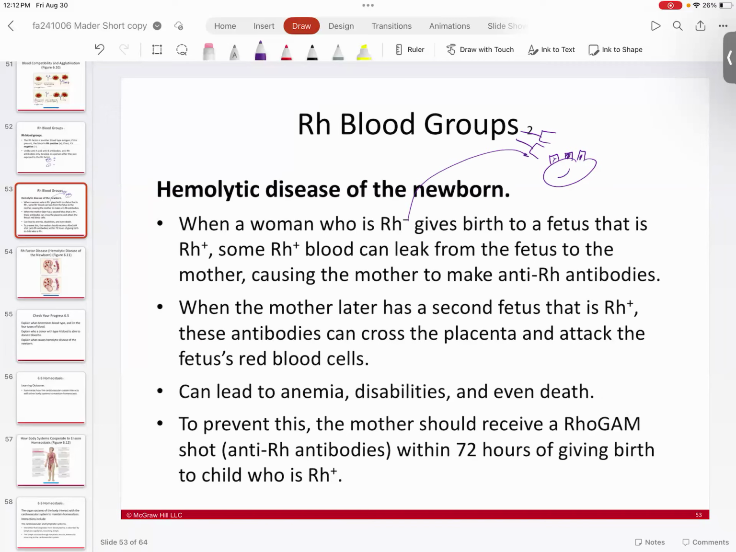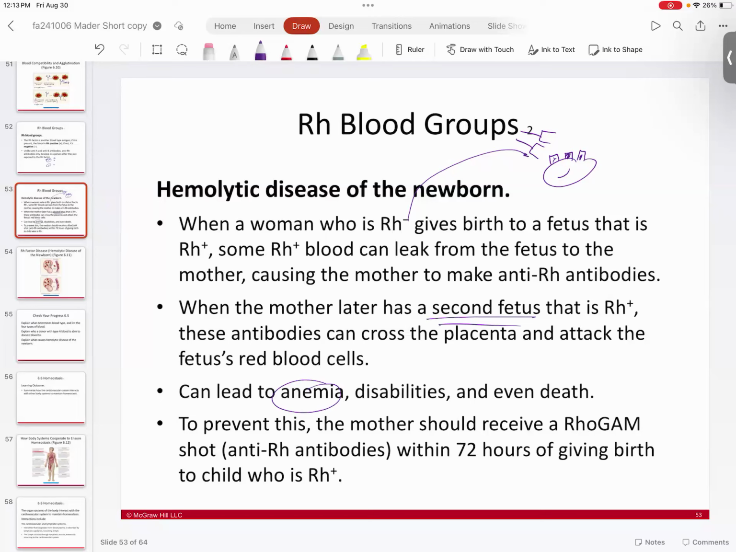Typically, it usually doesn't happen in the first birth. It usually comes along with the second one because the mother's immune system is now aware of it. Then the antibodies can cross the placenta and attack the fetus's red blood cells. This leads to anemia, disabilities, and if it's really extreme, death.